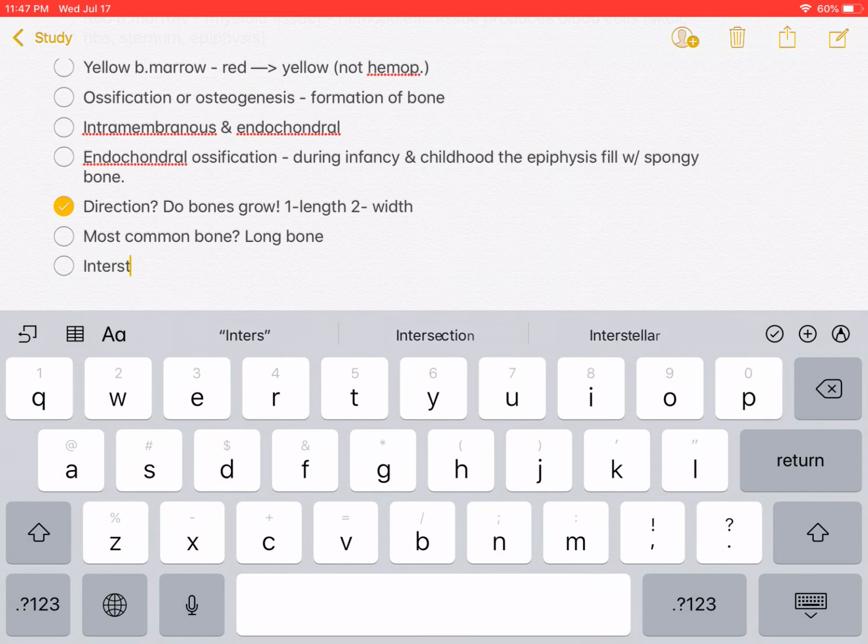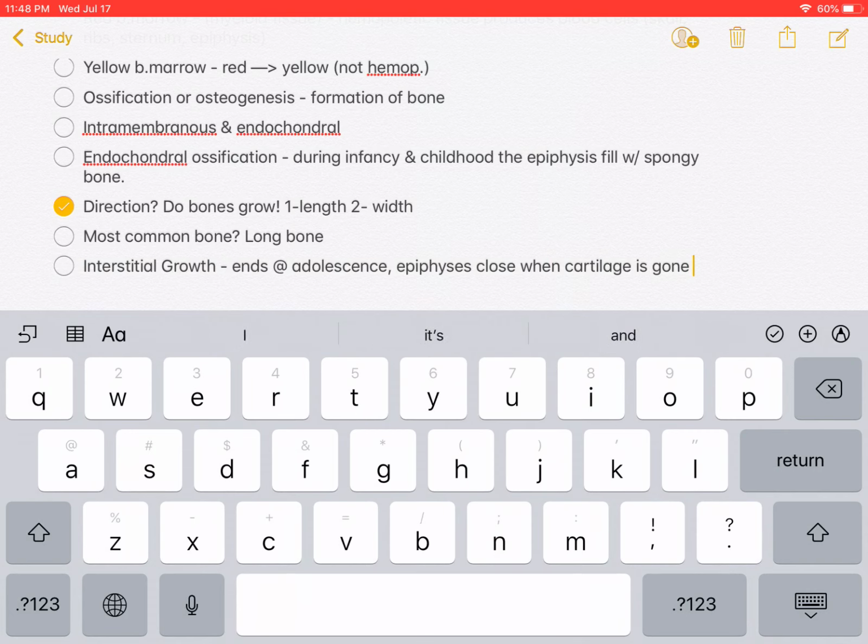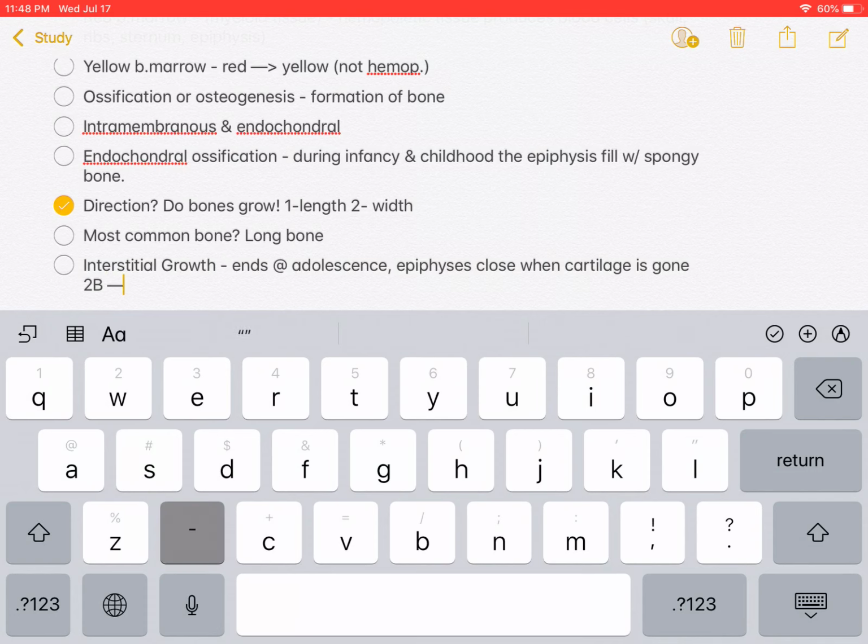I really hope that I'm pronouncing this right, interstitial growth. Your epiphyses actually close when the cartilage is gone, and this ends at adolescence. So we're going to put here: ends at adolescence, epiphyses close when the cartilage is gone. Remember, you're looking at charts, sagittal plane views or coronal views of these bones, to see how two bones actually turn into one bone in interstitial growth.